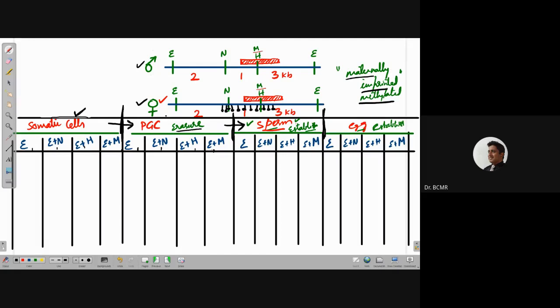Similarly, assume we have isolated sperm. Those are mature gametes. We have analyzed them with restriction digestion, Southern blotting, everything similarly. And here is the egg. Same case. What would be the banding pattern in each of these cases? This problem might come up in the exam. That's why I'm spending time.